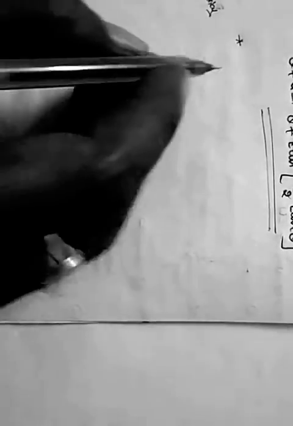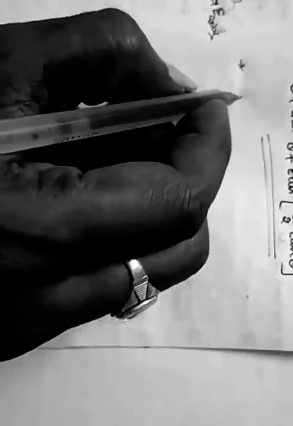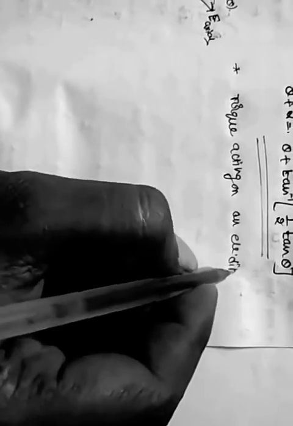Now I am going to explain what happens when an electric dipole is placed in a uniform electric field. How much torque will be produced? Okay. Now the torque acting on an electric dipole placed in a uniform electric field.